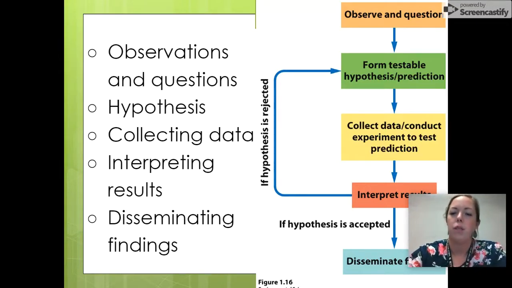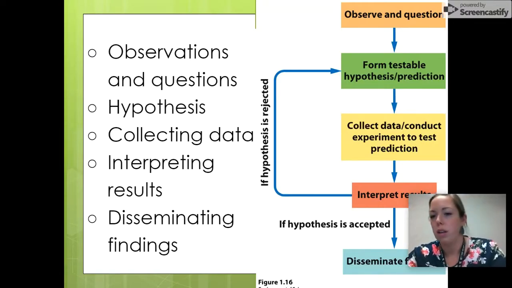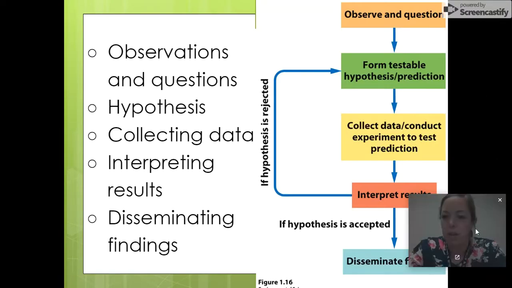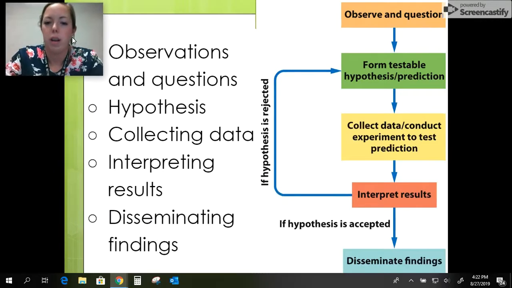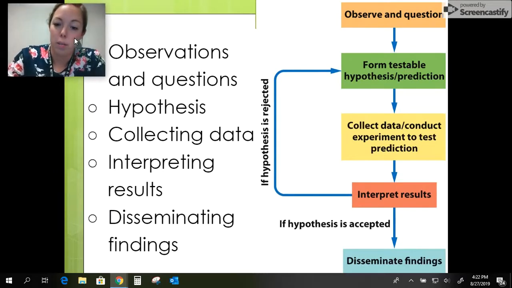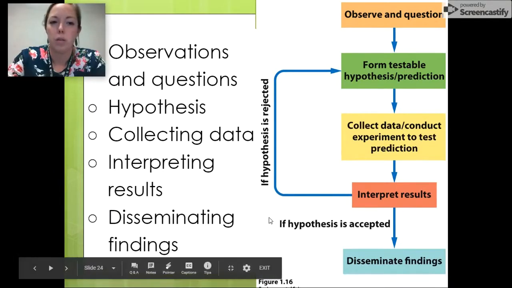Okay? So there's different steps in whatever version of this you see, but we're going to talk about it this way. Okay? First, you observe and question. You form your testable hypothesis or prediction. You collect your data. You conduct the experiment to test the prediction. You interpret the results. And then, if the hypothesis is accepted, you disseminate the findings. So let's talk about it real quick.